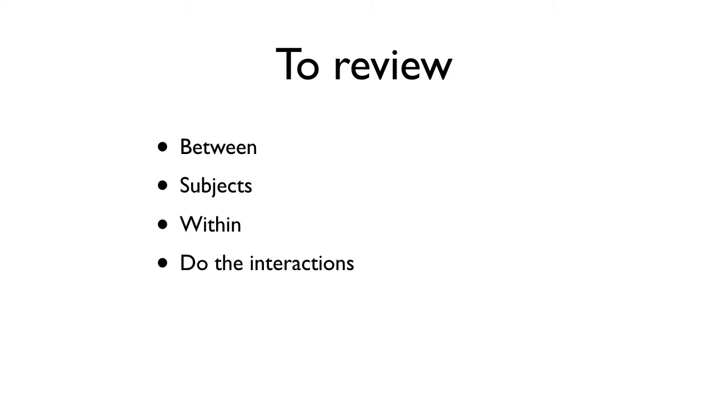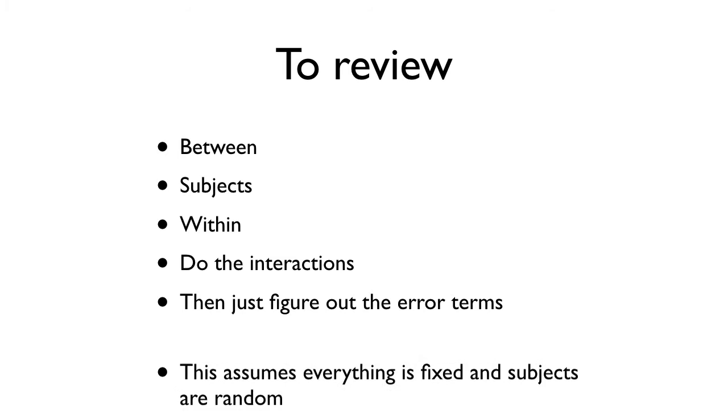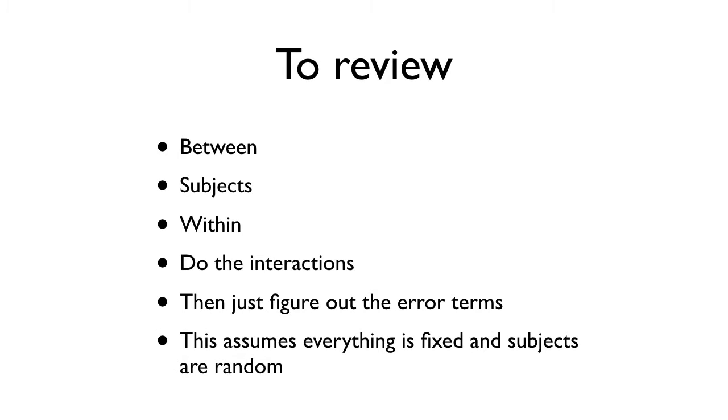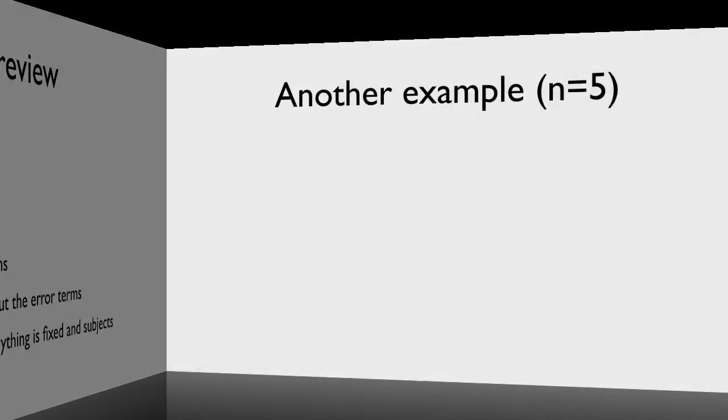The first thing you should do when you read an article is draw out the damn design and figure out, I'm serious, by the way, how they should have done their statistical tests, because also things go through cracks. Things get through that are done wrong. You figure out the error terms? Pretty straightforward. Now this assumes everything is fixed and subjects are random. And that's a good guess. Okay, let's do another example.